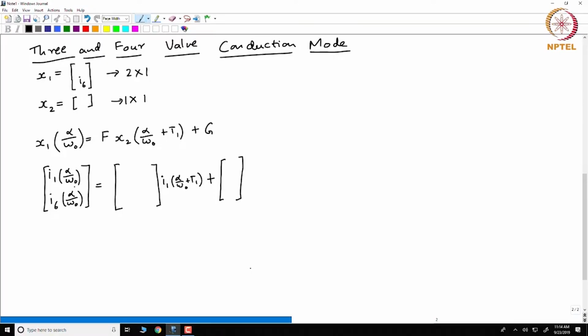Suppose this works. Let us see whether we can get F and G. So what is the first element of F? What is I1 at alpha by omega O? 3 and 4 valve conduction mode. What is I1? It is ID. So then can you tell me what should be the first element of F? What should be the first element of G?